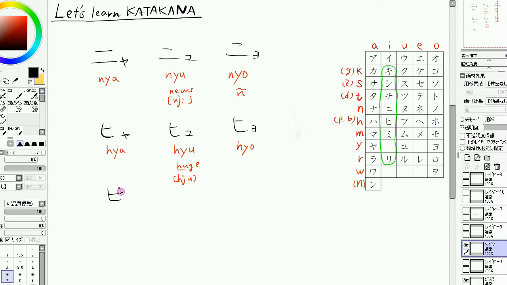So what happens with the voiced sound marker? Of course, it was bi, so bya, which leads to bya, byu. Well, byu is okay, for example, abuse. And byo. Bya, byu, byo. Okay.